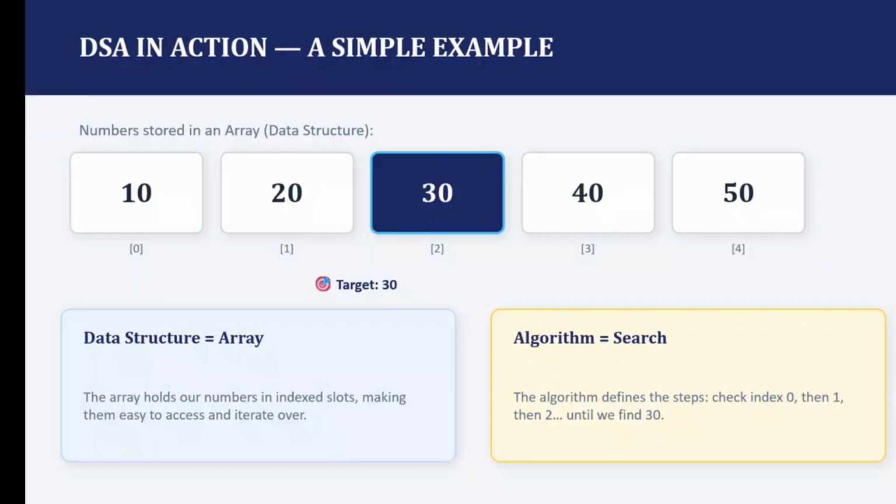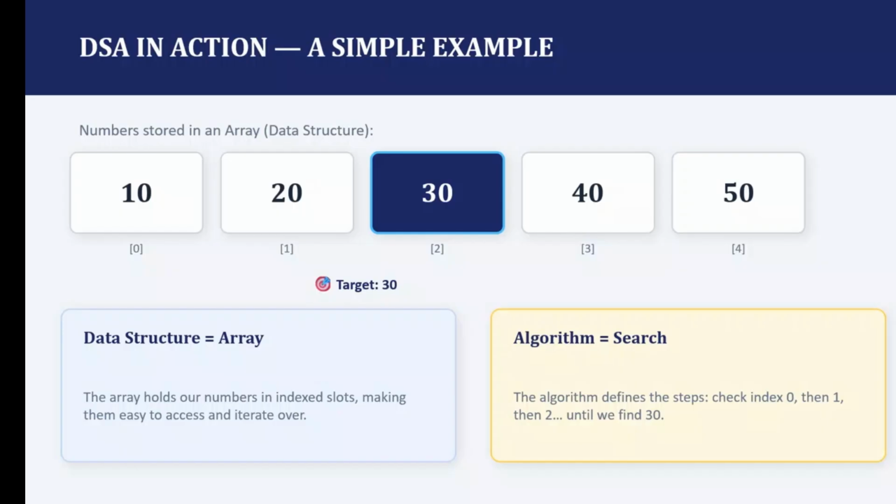Now, next one, understanding DSA with an example. Suppose we have the following numbers: 10, 20, 30, 40, 50. These numbers can be stored in an array. So this is an array, which is a type of data structure, and these numbers are stored in this data structure. Suppose we have a target to find the number 30. The process used to find the number is an algorithm.